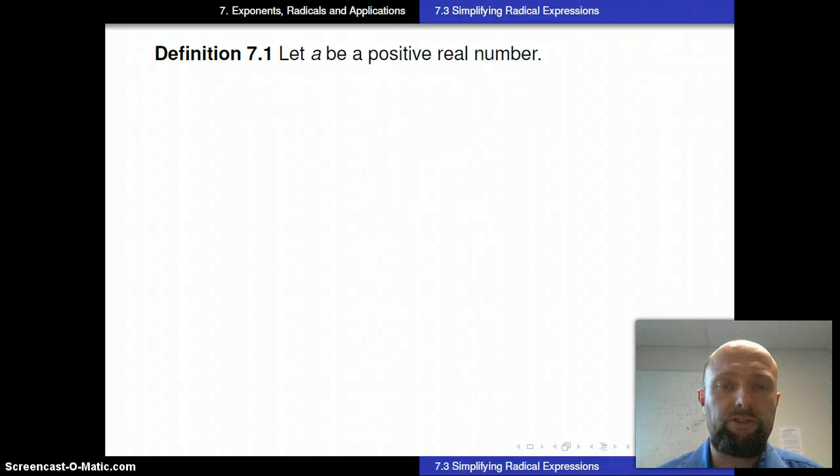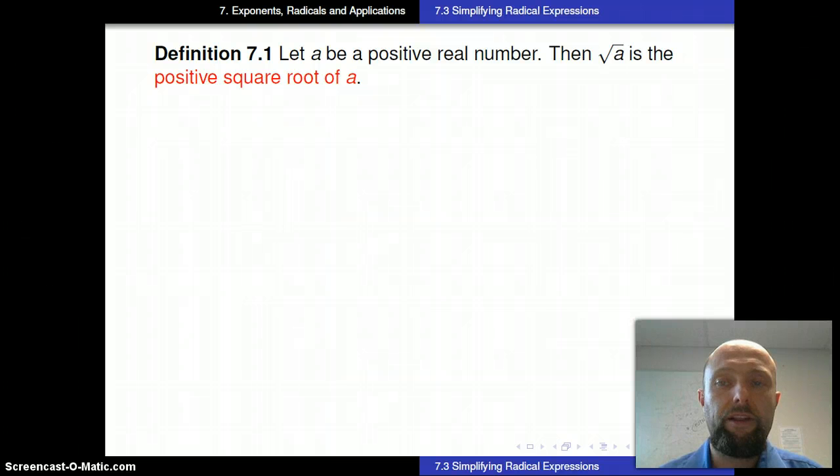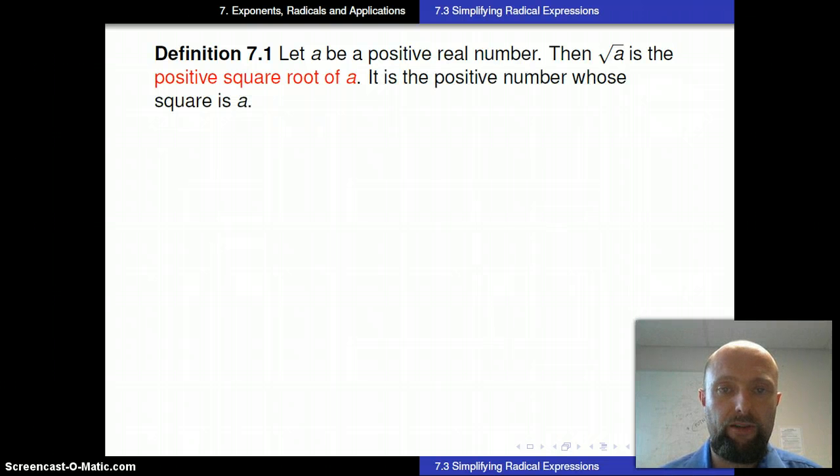We start with the definition. Let a be a positive real number. Then radical a, or square root of a, is the positive square root of a. It is the positive number whose square is a.